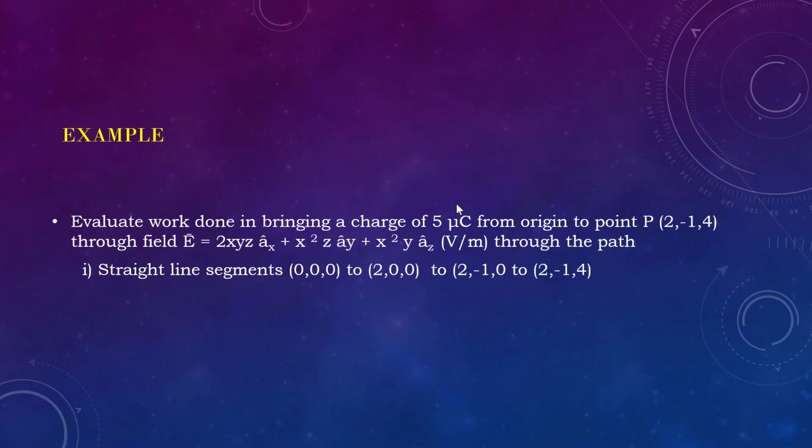Let us solve one example. The example is like this. Evaluate the work done in bringing a charge of 5 microcoulomb from origin to the point P, where P is (2, -1, 4), through the field E bar equal to 2xyz ax cap plus x square z ay cap plus x square y az cap volts per meter. The path is given as straight line segments from (0, 0, 0) to (2, 0, 0), from (2, 0, 0) to (2, -1, 0), and from (2, -1, 0) to (2, -1, 4).